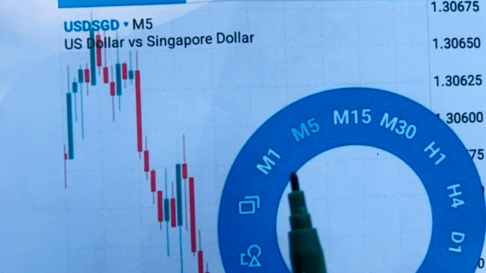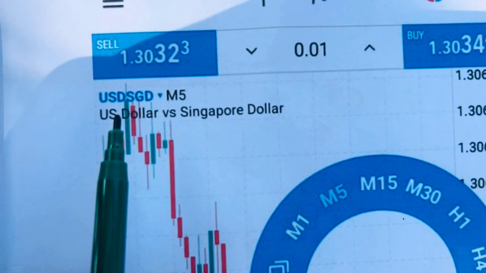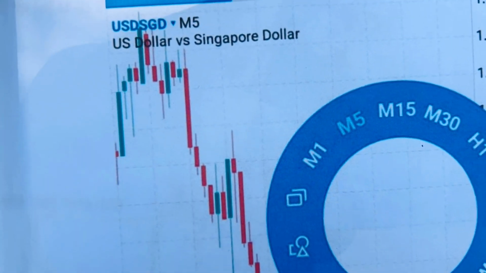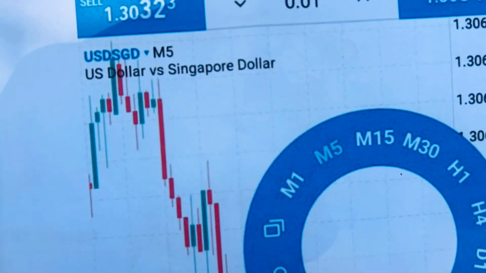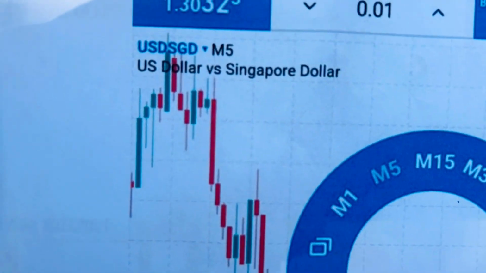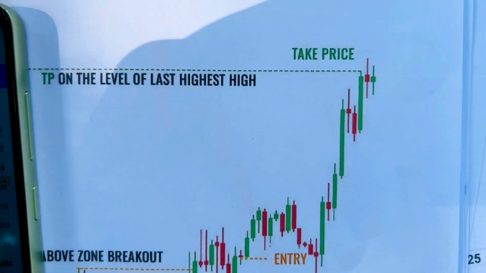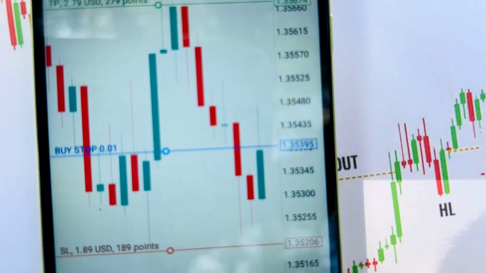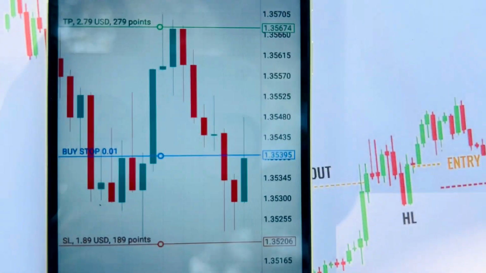So each and every candlestick, if right now we change to 5 minutes, just like here, US dollar versus the Singapore dollar, every bar that you see here represents 5 minutes, which is the candlestick that we need to find to confirm an entry. Now, let's look at this scenario over here so that you can understand how the average trader places a stop loss.